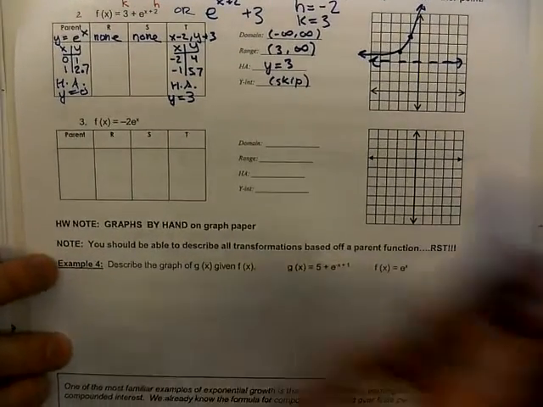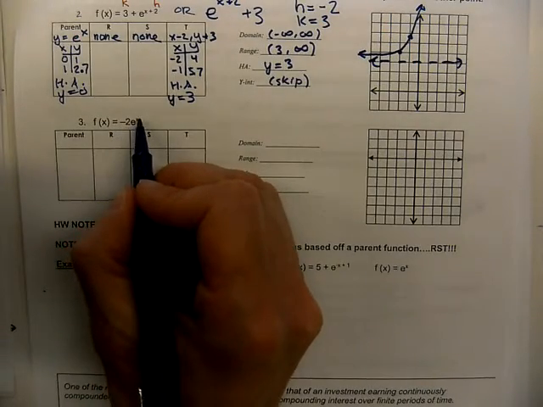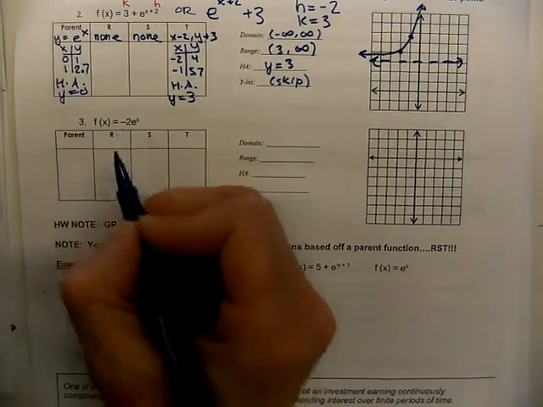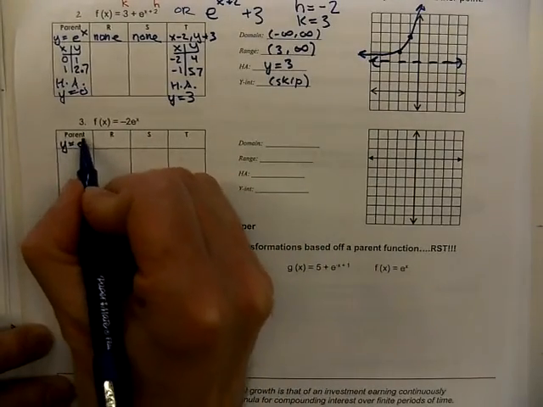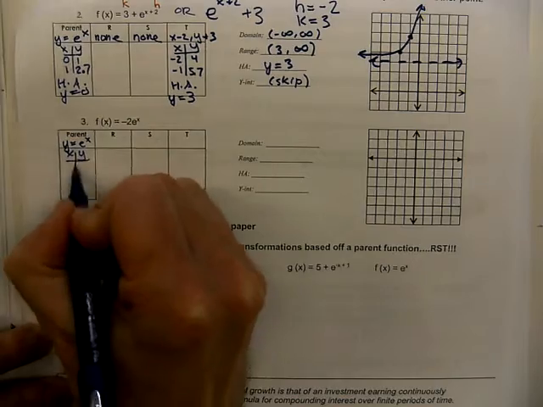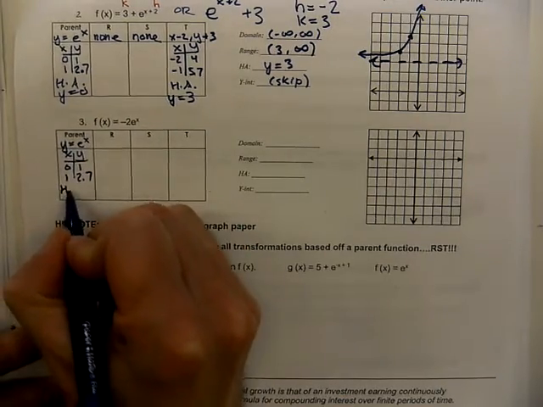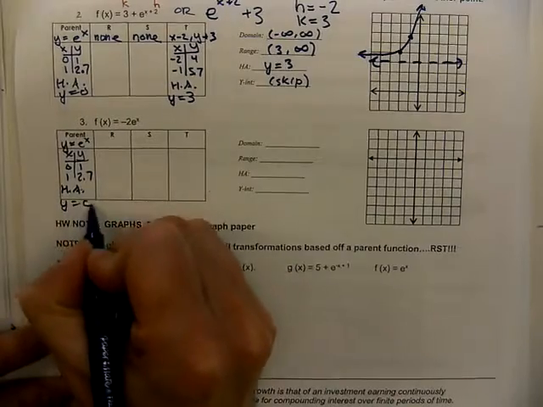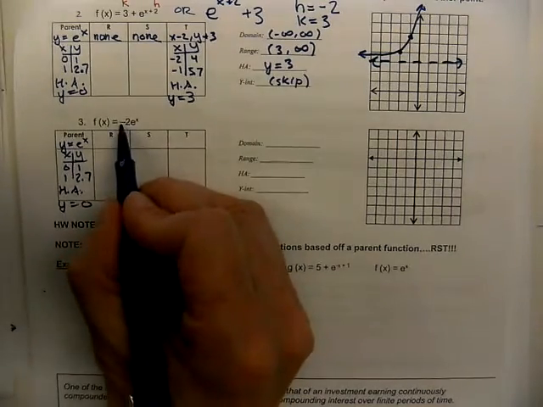So here's another problem. Take a look at number 3. This time we have negative 2 times e to the power of x. So we're going to have a reflection in this case. So again, we start off with the parent function, y equals e to the x. Here's my critical values, 0, 1, 1, 2.7, and don't forget that horizontal asymptote. We do have a reflection, so let's think about this. What are we going to do with our table of values here with this negative sign?